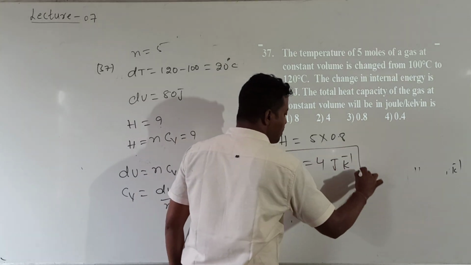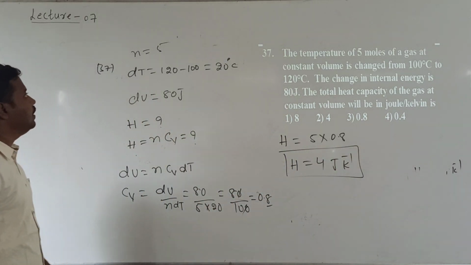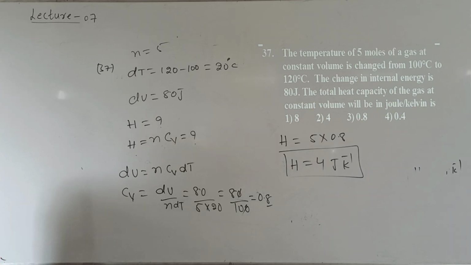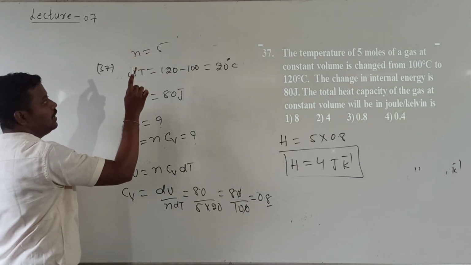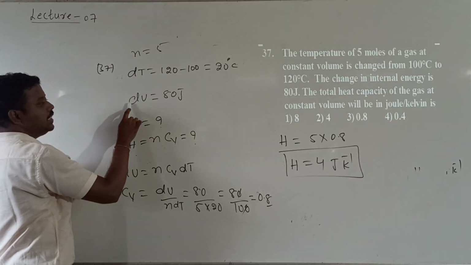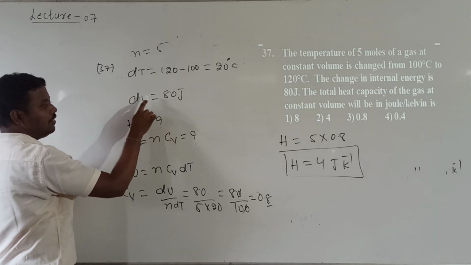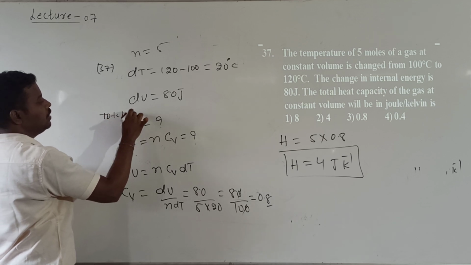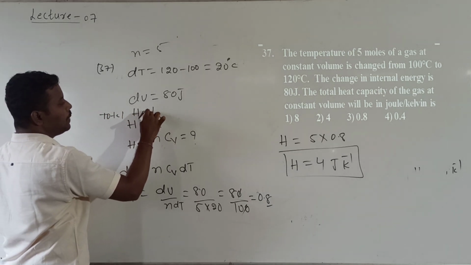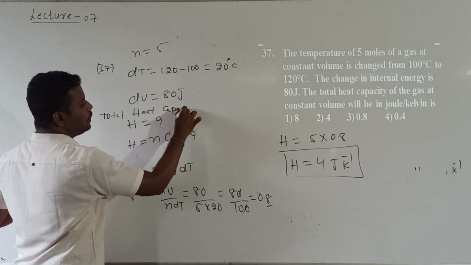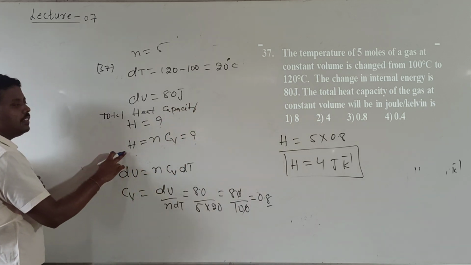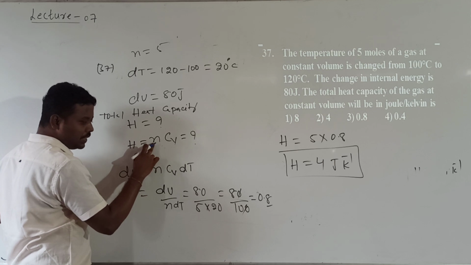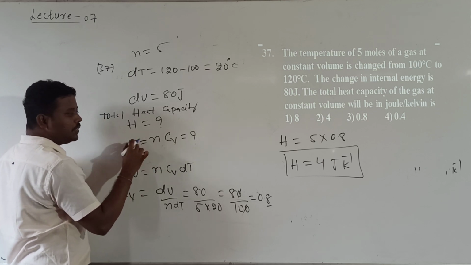Okay, now this is question number 37. Check whether the question is understood. N value is 5, rise in temperature calculated, change in internal energy given. What are they asking us to calculate? Total heat capacity. The relation between heat capacity and the specific heat capacity, which specific heat capacity? Molar specific heat capacity.